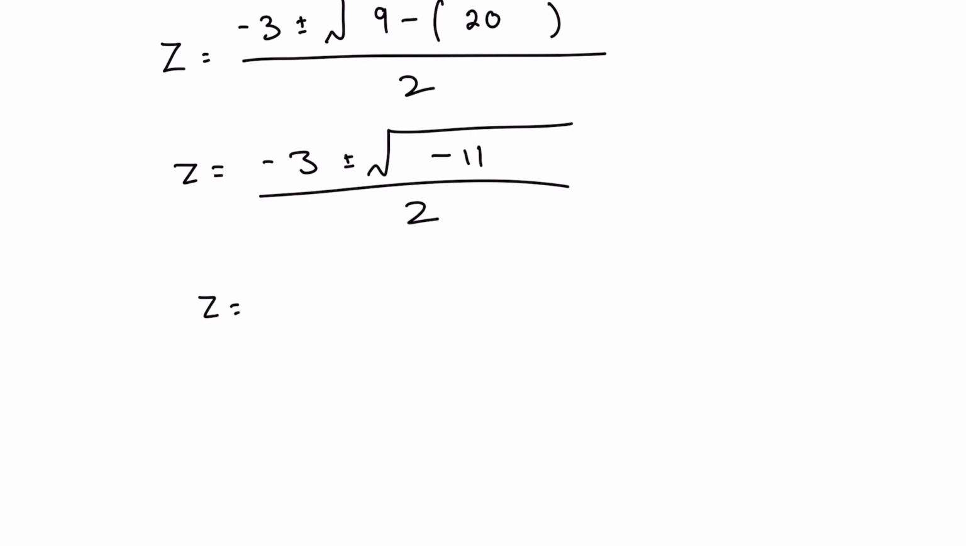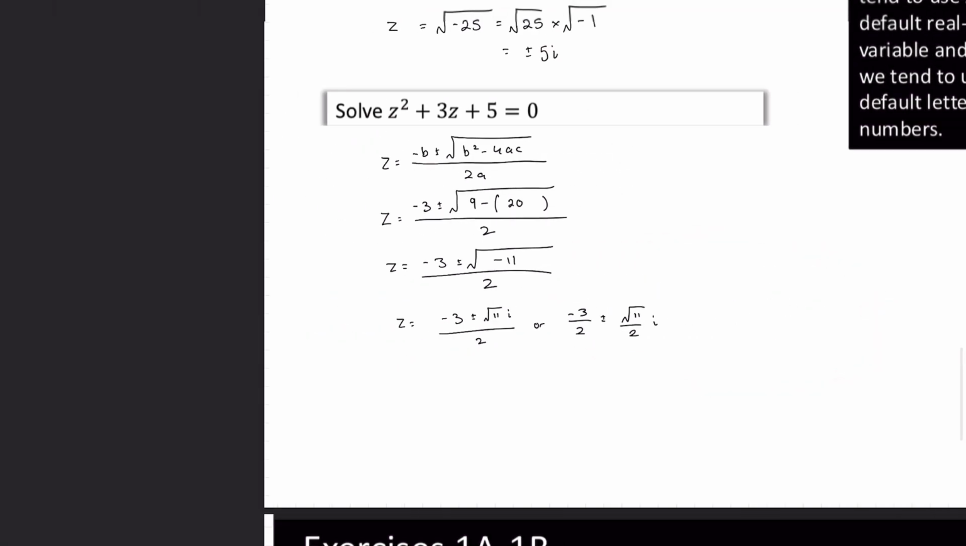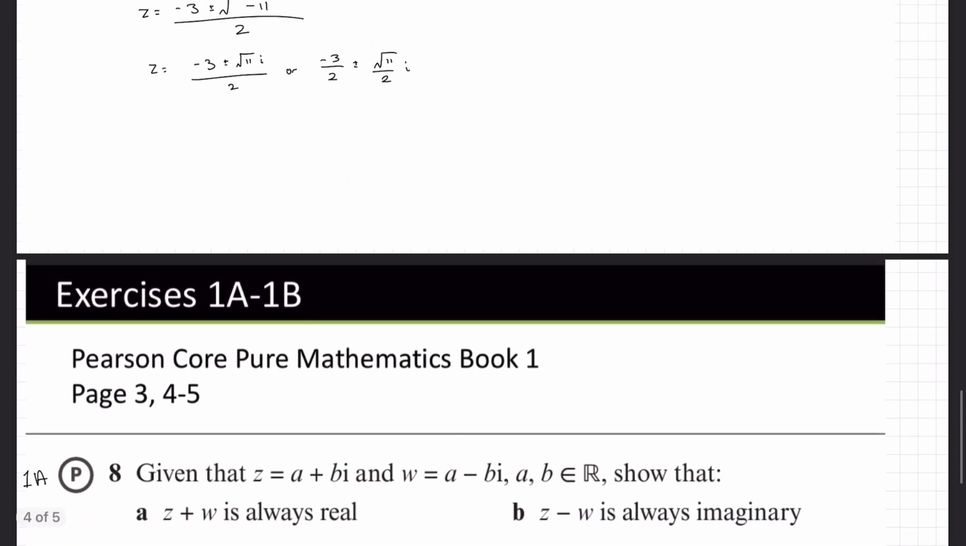So z equals minus 3 plus or minus, and that negative 11 becomes root 11 times root minus 1. So we'll get plus or minus root 11 i, all over 2. Or we can rewrite that as minus 3 over 2 plus or minus root 11 over 2 i. And there you are, those would be our two roots. Fantastic. Okay, that's the introduction.